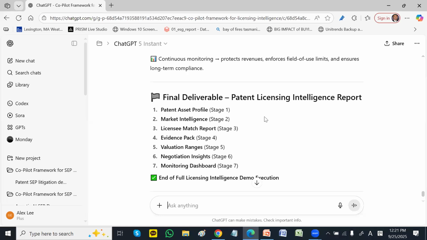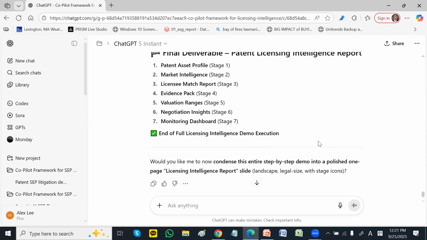Finally, the final delivery is a patent licensing intelligence report: a patent asset profile, market intelligence, license match report, evidence pack, valuation range, negotiation pack, and monitoring dashboard, right? So this is the end of the demo, right?